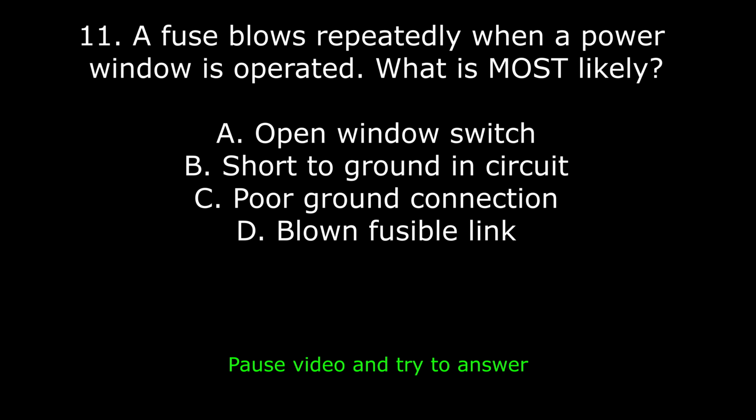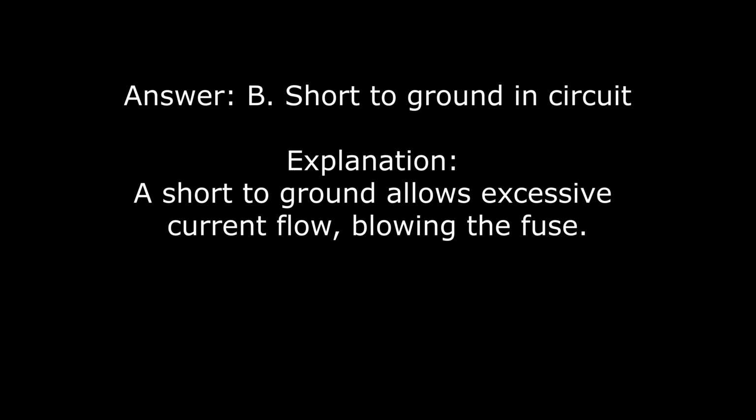11. A fuse blows repeatedly when a power window is operated. What is most likely? A. Open window switch. B. Short to ground in circuit. C. Poor ground connection. D. Blown fusible link. Answer: B. Short to ground in circuit. Explanation: a short to ground allows excessive current flow, blowing the fuse.